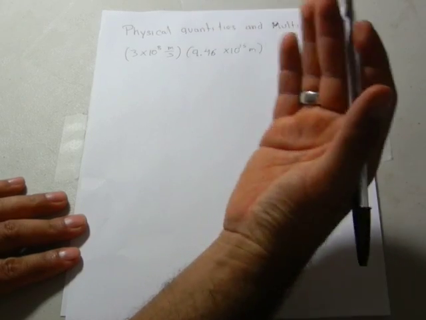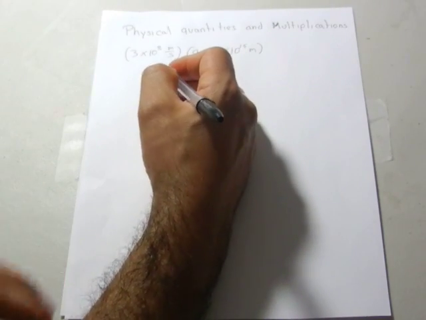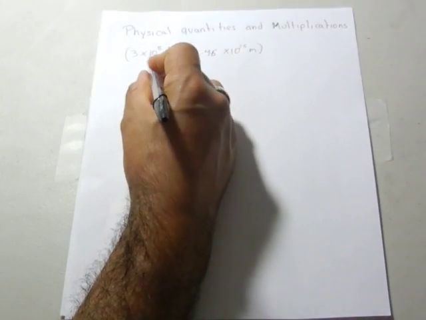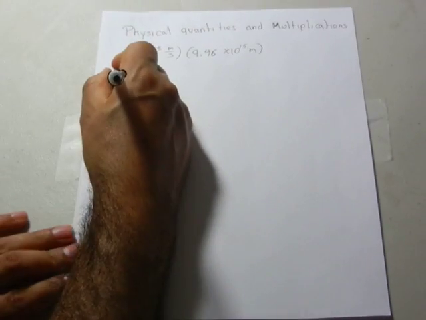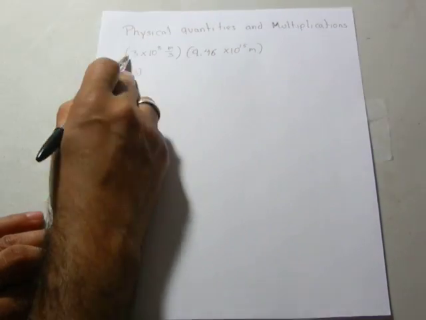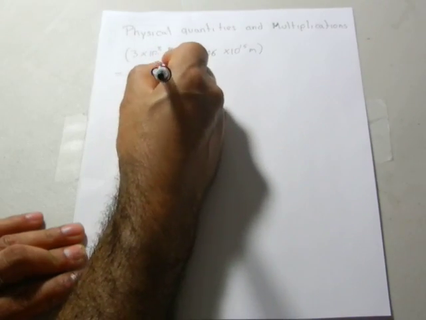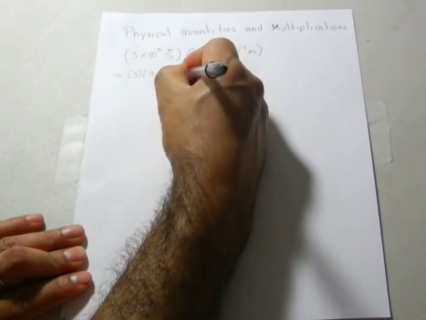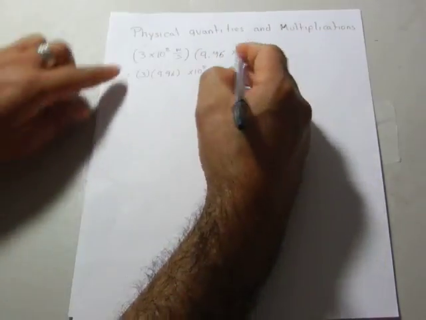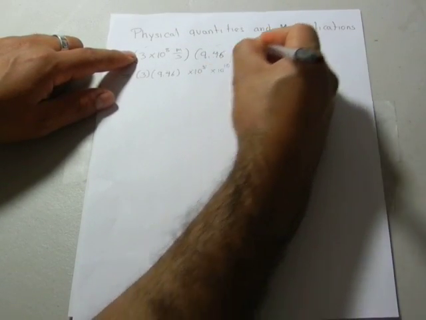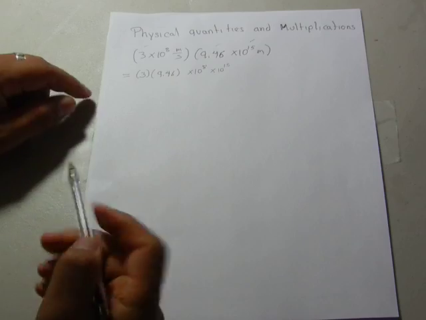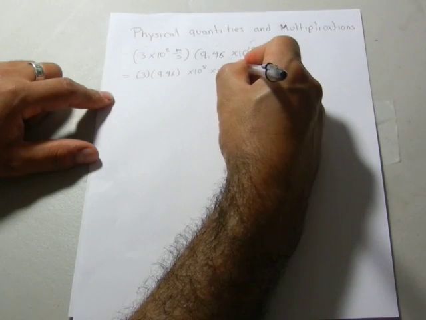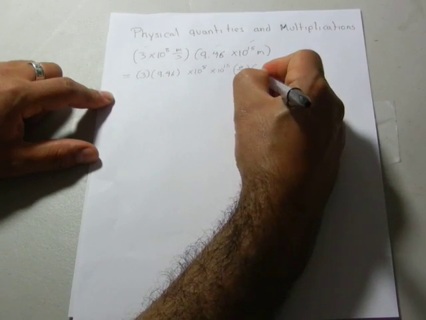So it's very simple. The first step to do is use the properties of commutativity. So change the position and make groups: numbers with numbers, powers with powers, and units with units. So I'm going to make number 3 times 9.46. We don't have more numbers. We can move the powers of 10. And finally, play with the units and units. So we have meters per second that multiply meters.